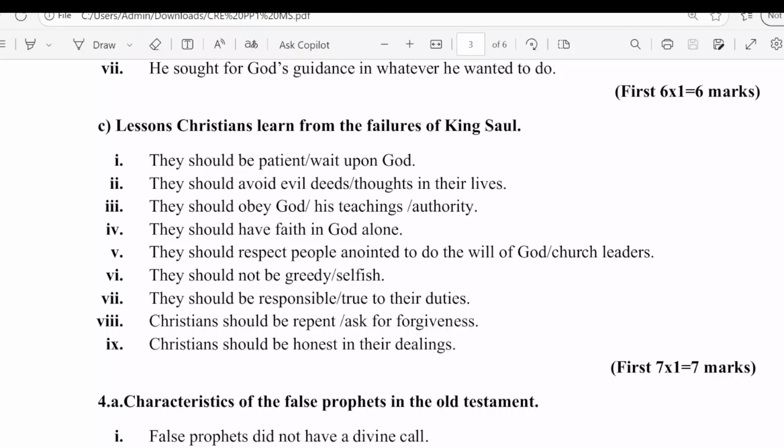Lessons that Christians learn from the failures of King Saul. Christians should be patient. They should avoid evil deeds. Christians should obey God. Christians should have faith in God alone. Christians should respect people anointed to do the will of God. Christians should not be greedy. Christians should be responsible. Christians should repent and ask for forgiveness. Christians should be honest in their dealings.